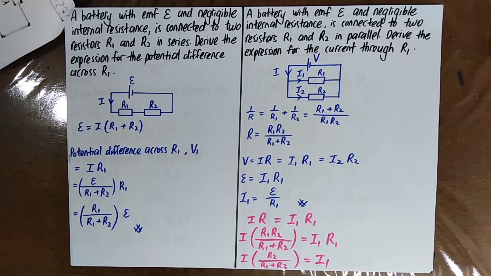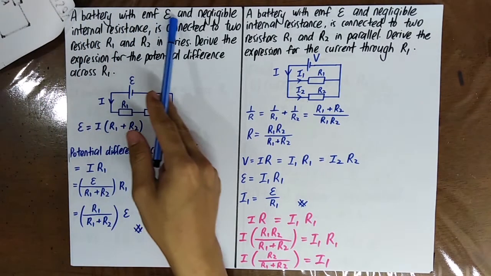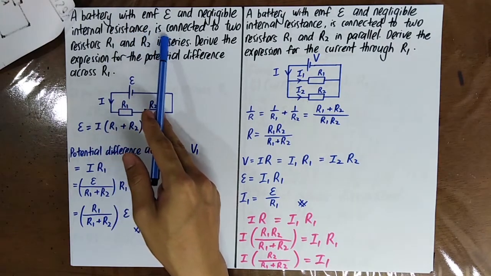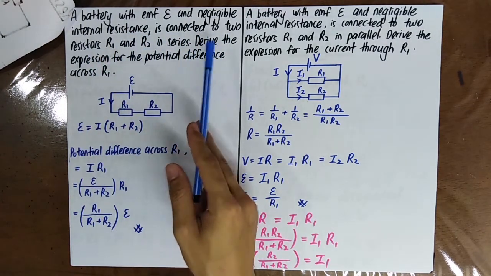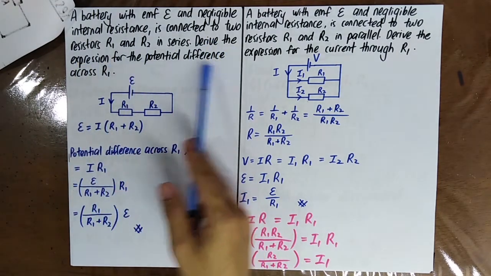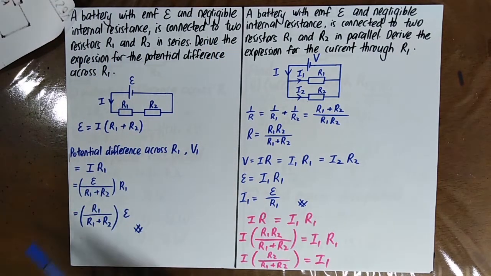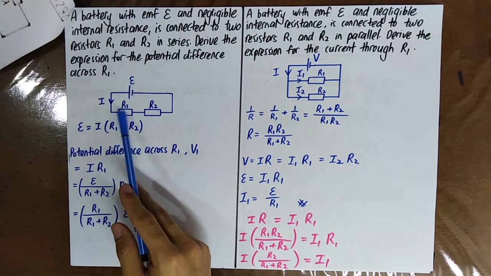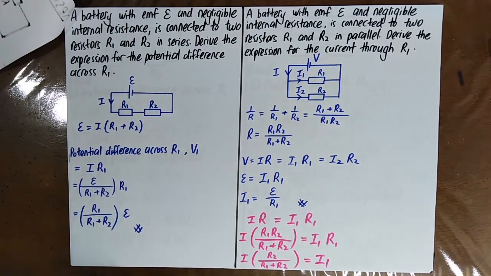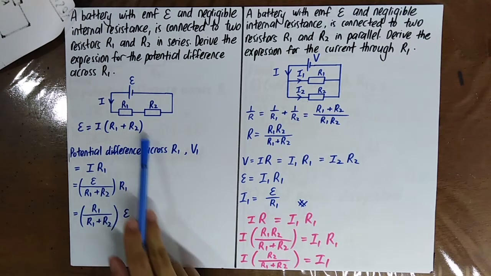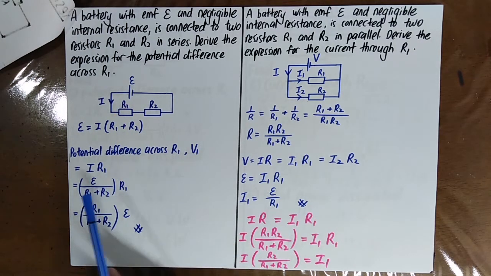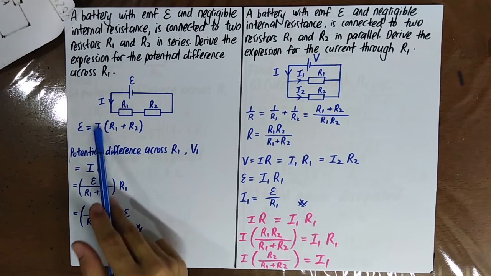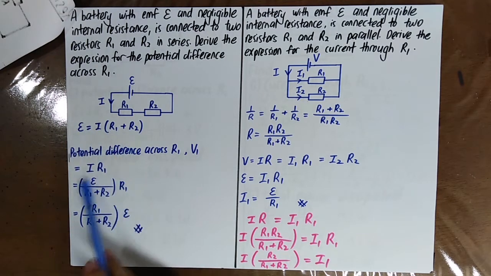Okay, let's do some questions. A battery with EMF E and negligible internal resistance is connected to two resistors R1 and R2 in series. Derive the expression for the potential difference across R1. Okay, so you know that E equals IR1 plus IR2. And then the potential difference across R1 is denoted as V1. V1 equals IR1. And then what is I? I is E over R1 plus R2. Okay, so you get this.